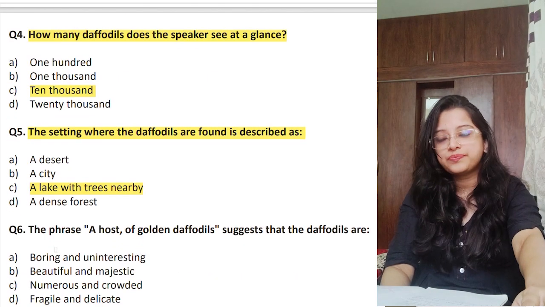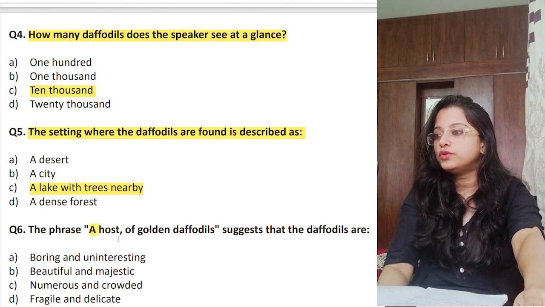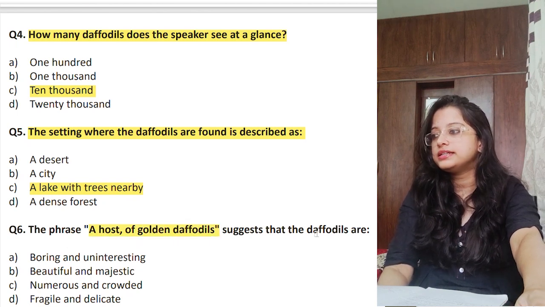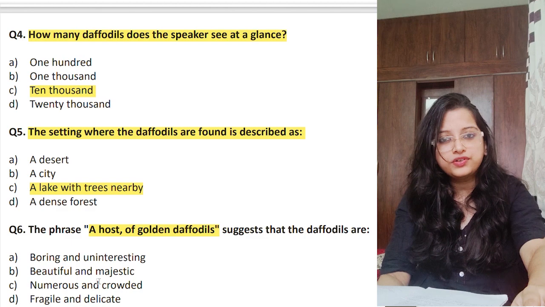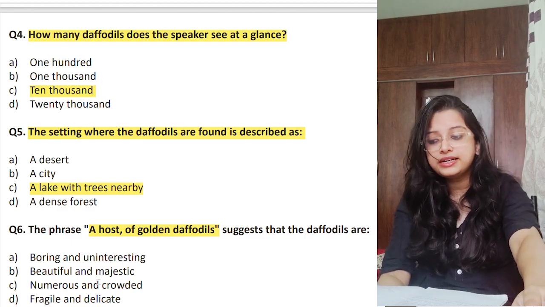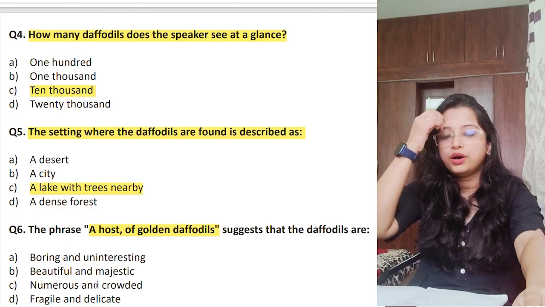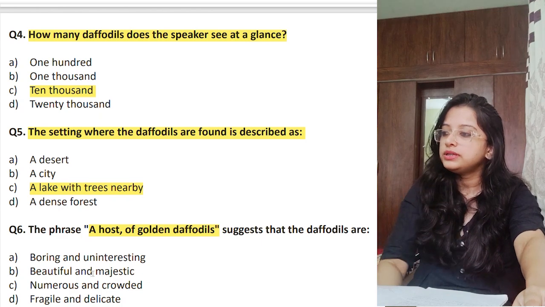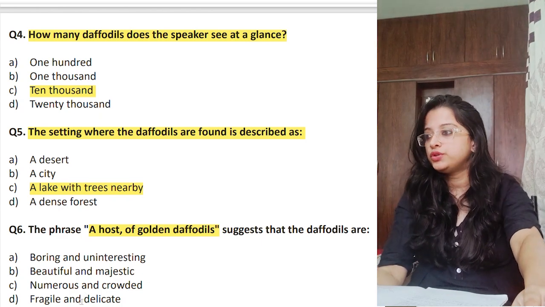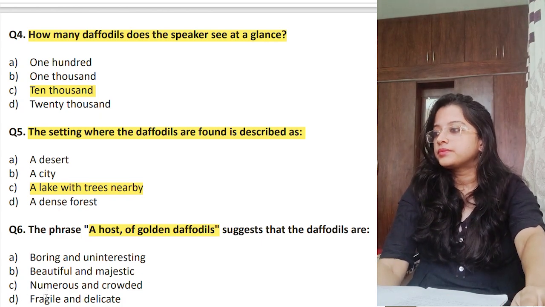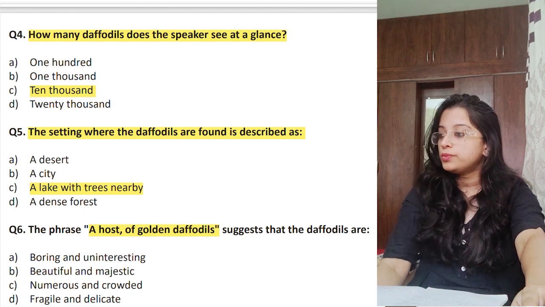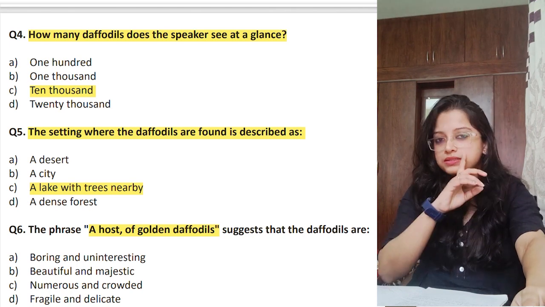Question number 6. The phrase, a host of golden daffodils, suggests that the daffodils are boring and uninteresting. No, of course, there is sprightly dance, there is fluttering and dancing. How can it be boring? Beautiful and majestic, alright, can be true. Numerous and crowded, this is also possible. Fragile and delicate, there is no such thing.